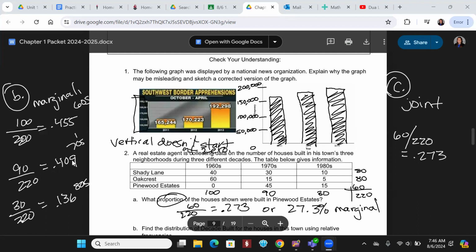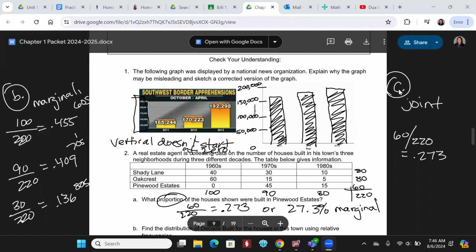Yep. And I want you to get comfortable with putting that decimal down. Don't leave it in fraction form. Okay. It's going to be important later. All right. On the last one for 1980s, we got 30 out of 220, and that's 0.136. You can turn it to a percentage. That's okay. When we start talking about the next chapter, you're going to want to leave it in decimal form though. Okay.